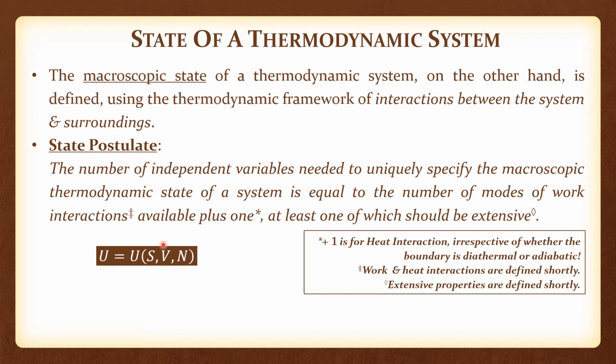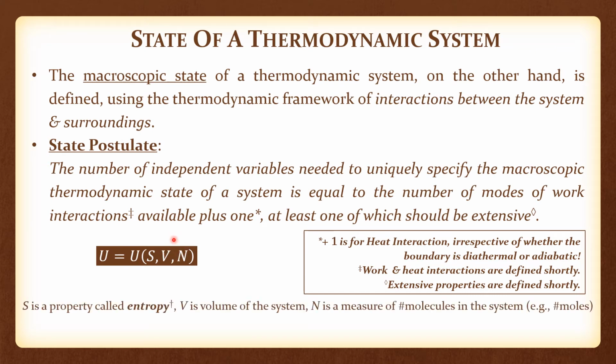So I'm specifying 3 variables here. What these are, we will see. Again, all of these will be defined in subsequent lectures, and partly in this lecture too. But 3 variables, 1 for heat and 2 for the 2 work modes. S is a property called entropy. V is the volume of the system. N is a measure of the number of molecules in the system. It could be either seen as a number of moles or mass.